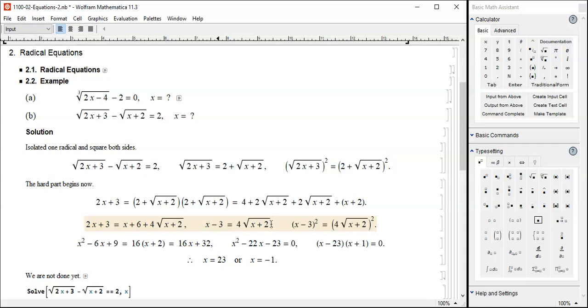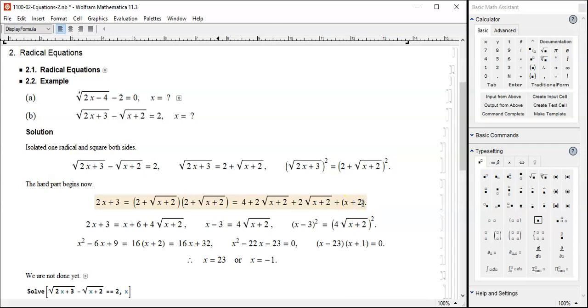Am I moving too quickly? Stop the playback and follow through. Isolate one radical, flip this one to the other side and square both sides. That'll kill off one radical, but the other radical will stay. It'll stay as a complete square like this.